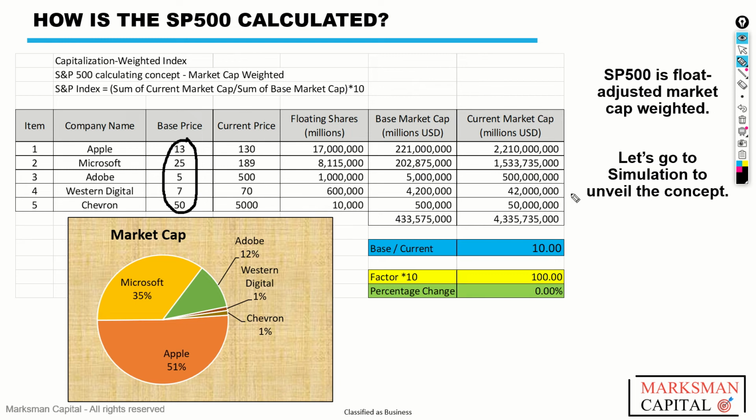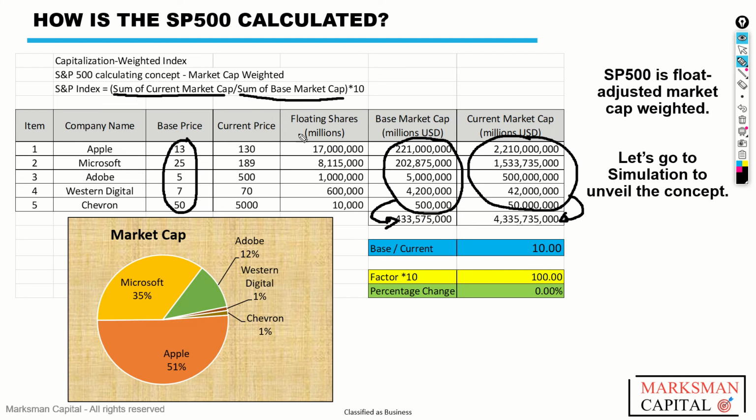Now, if you take the sum of current market cap altogether, versus the sum of base market cap, which is all of the market caps of these five companies summed together, the sum of current market cap divided by base market cap, we get 10. So the thing is that 10 is too small.